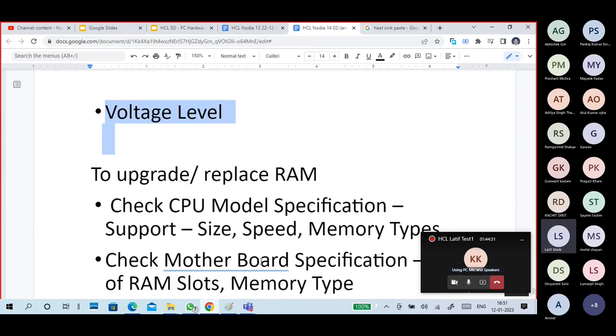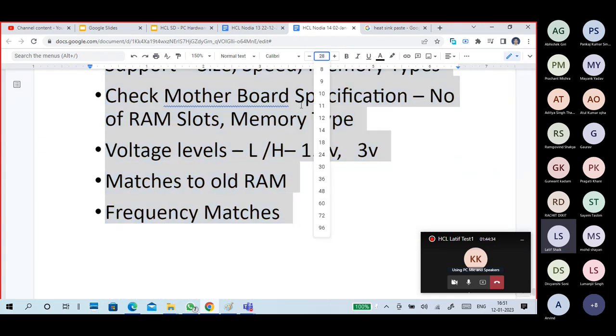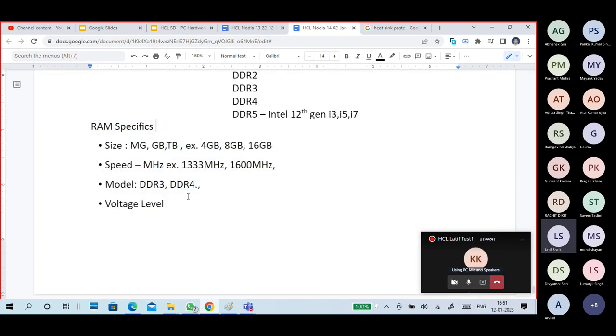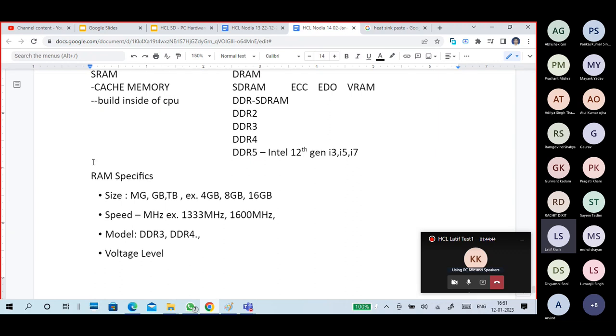So when you want to buy a RAM, what are the things you have to take care of? What are the things you have to check when you want to buy or replace a RAM? First of all, any RAM has a size: 4 GB RAM, 8 GB RAM, 16 GB RAM. Once upon a time, it was 16 MB RAM, 32 MB RAM, 256 MB RAM. Now almost all our RAMs are in GB sizes: 4 GB, 8 GB, 16 GB, 32 GB.